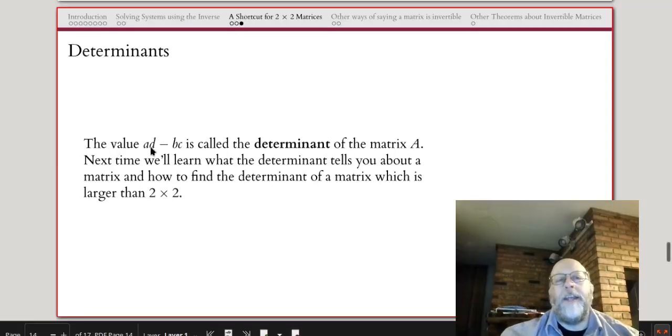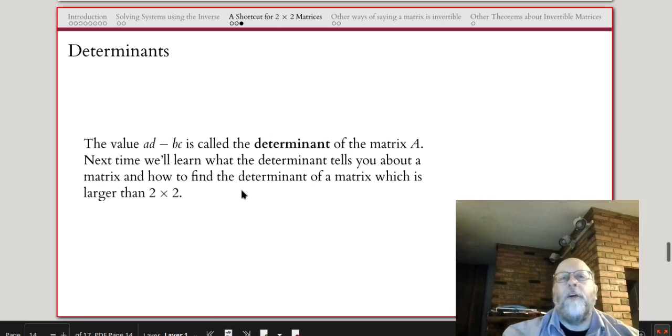This value, AD minus BC, is called the determinant of the matrix A. In the next section, we'll talk about what the determinant tells us about a matrix. And we'll also learn how to find the determinant for a matrix that's larger than 2 by 2. It's not quite as simple as what we just saw here, but it's still doable. All right?